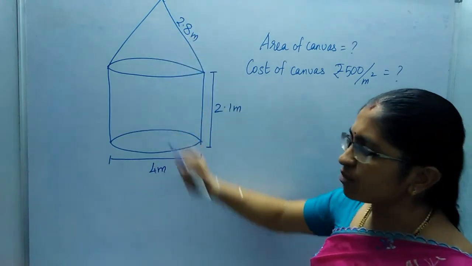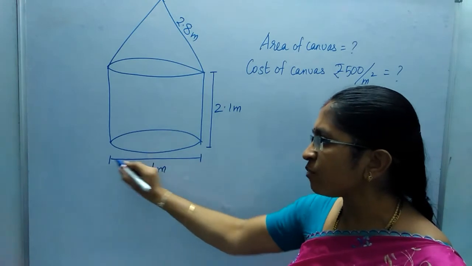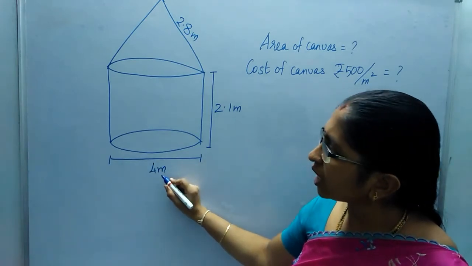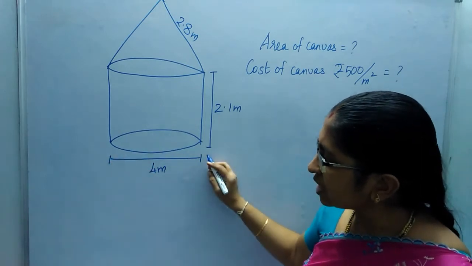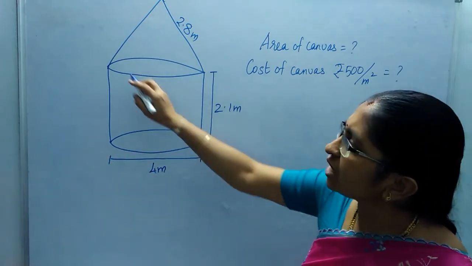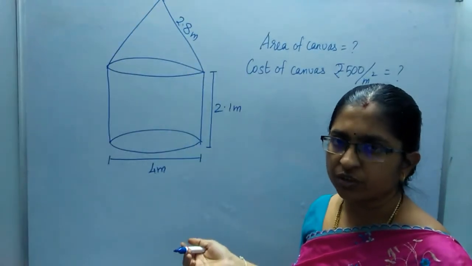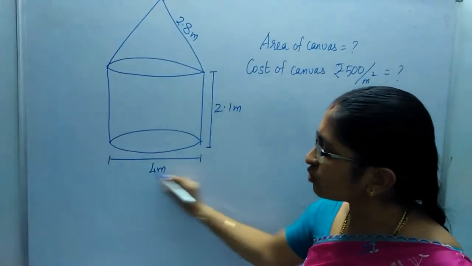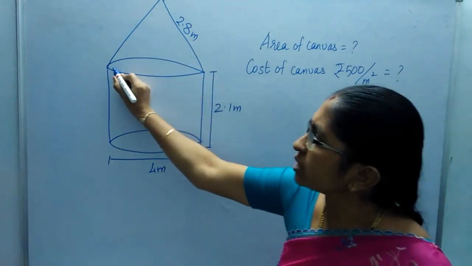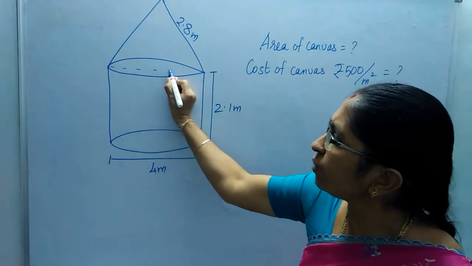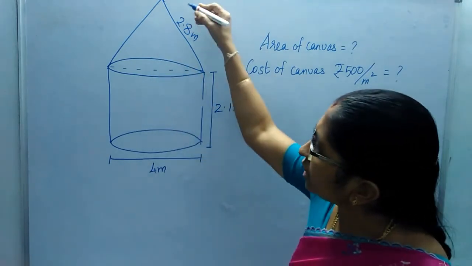Okay, let us come to the diagram. It's given 4 meters is the diameter of the cylindrical part, and in the question it's mentioned very clearly that the base, that is the circular part, as well as the base of the cone, are both of equal measurement. So we can tell this is 4 meters, here also it will be 4 meters. If the diameter is 4 meters, the radius will be equal to 2 meters.